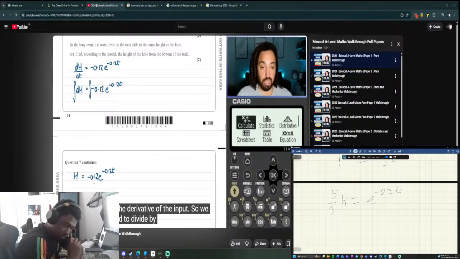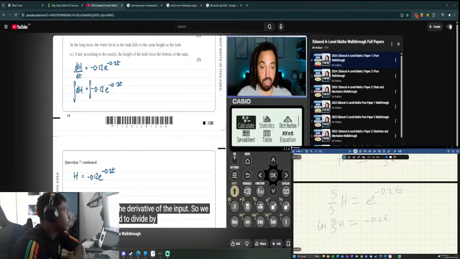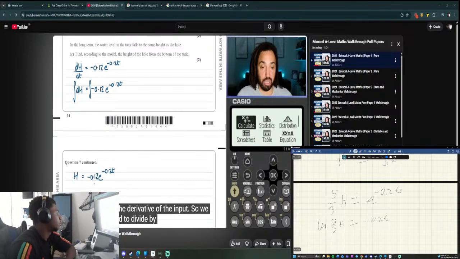So what we're going to do, we're going to ln it. So it's going to be ln of 5 over 3h equals minus 0.2 t. What's this supposed to look like?